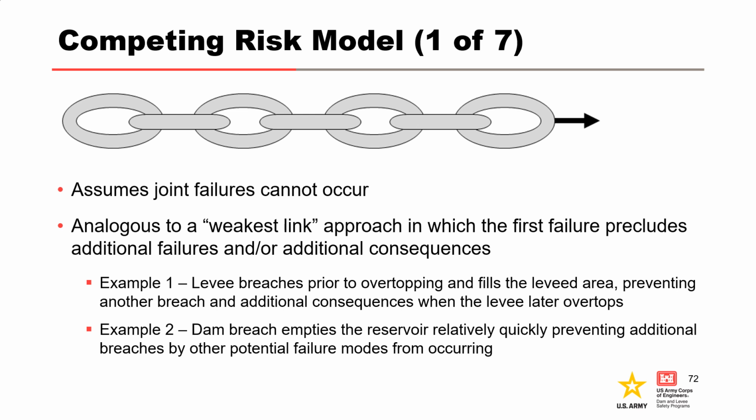One example of where the competing risk model is appropriate is a levee breaching prior to overtopping and filling the levied area, thereby preventing another breach and additional consequences from occurring when the levee later overtops. Another would be a dam breach that quickly empties the reservoir, thereby preventing breach by any other potential failure mode.